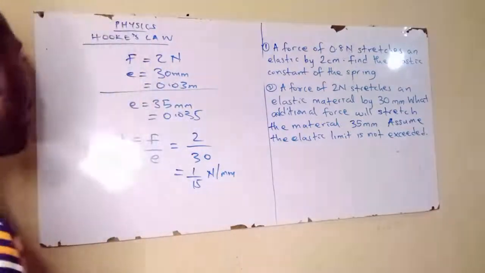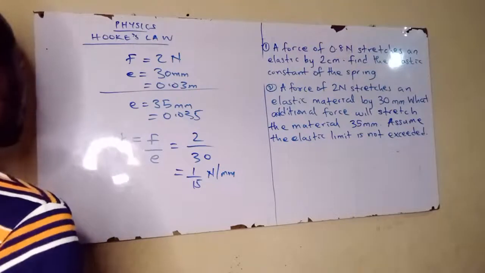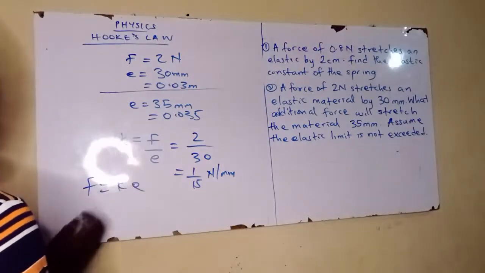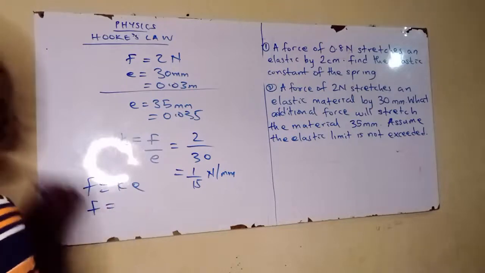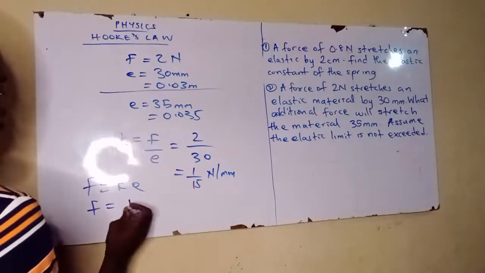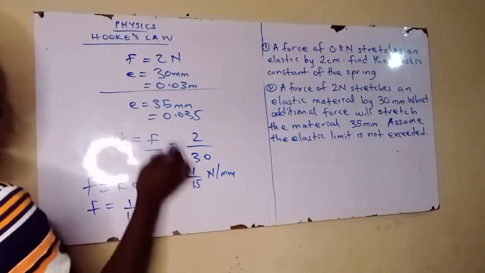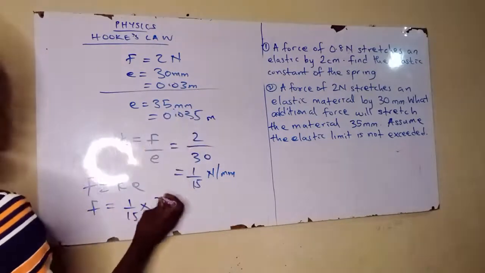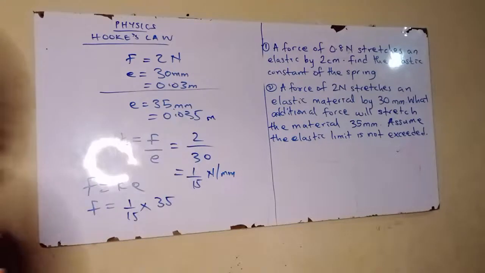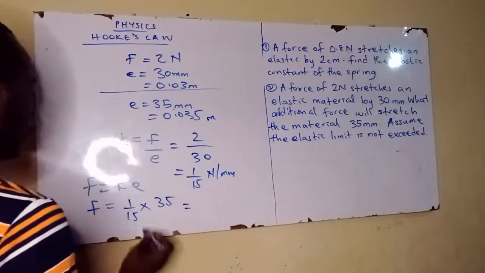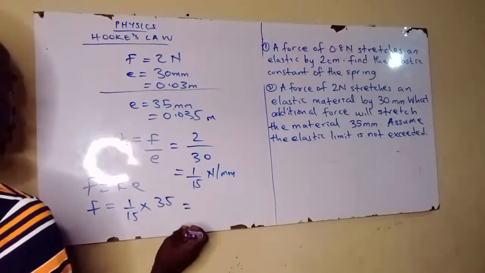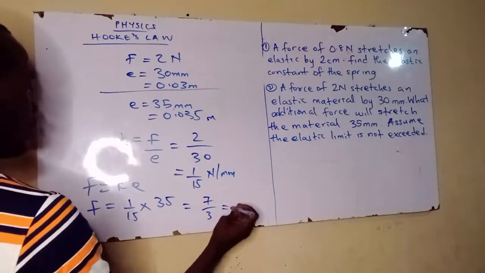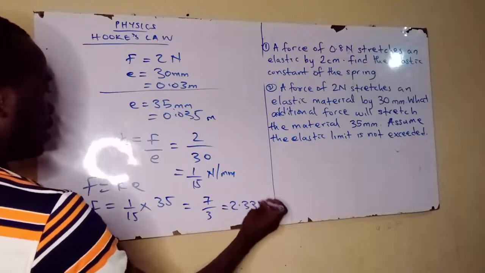So let's look at the other question. So we know that now the force is what? F. So we need a force. Force will now be what? What's the K? 1/15. Now we need this because we used millimeters before, so we say times 35. So this one will just be what? So we use this now, and this one is now going to be 7/3, which is 2.33 Newton.